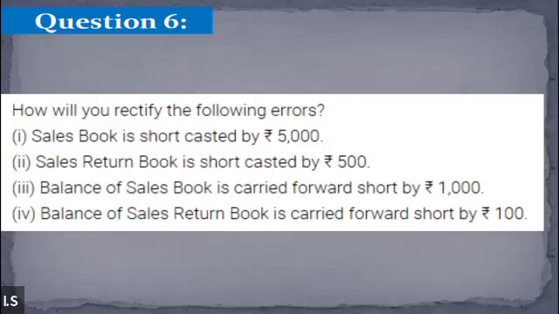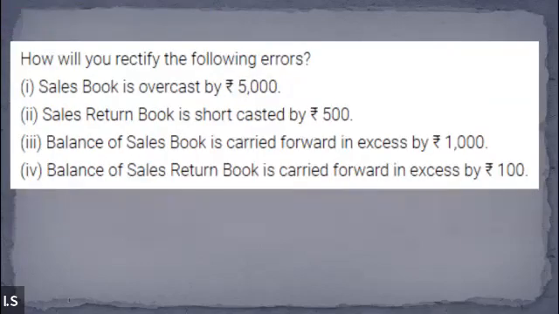Sales return account debit 500 to suspense. Correct. Perfect. Next. And then suspense account debit 1,000 to sales. Correct. Then sales return to suspense. Very good. Nice. All are correct. So now we will move to the next question.